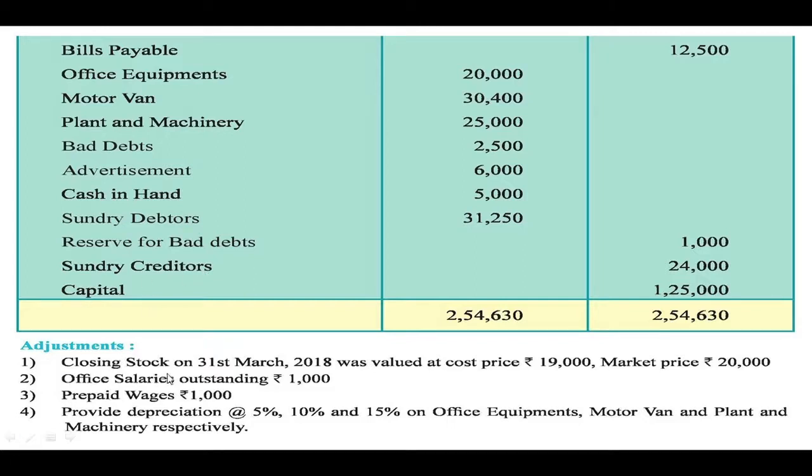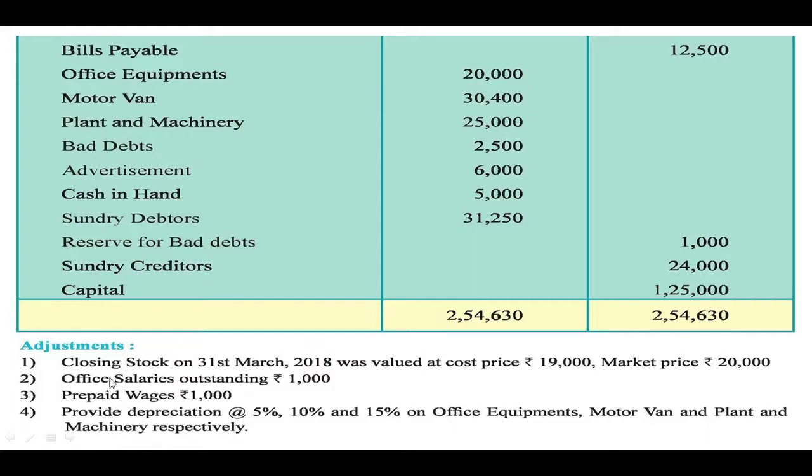Adjustments. One, closing stock on 31st March 2018 was valued at cost price rupees 19,000 and market price rupees 20,000. Second, office salaries outstanding rupees 1,000. Third, prepaid wages rupees 1,000. Fourth, provide depreciation at the rate of 5%, 10% and 15% on office equipments, motor van and plant and machinery respectively. Now students, these adjustments are given.